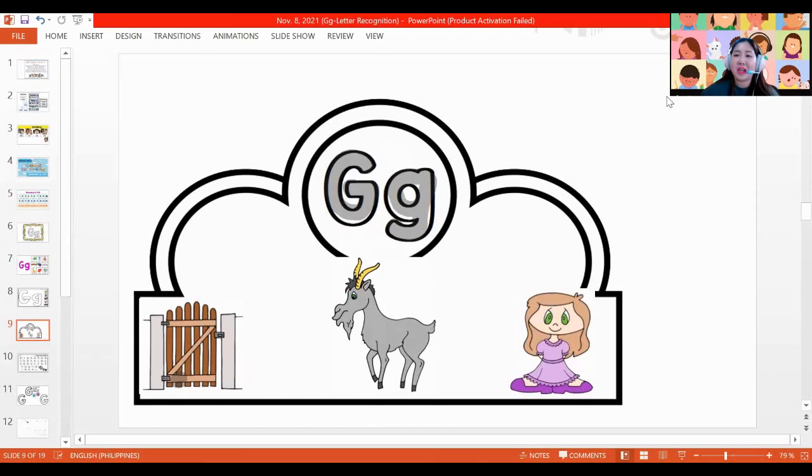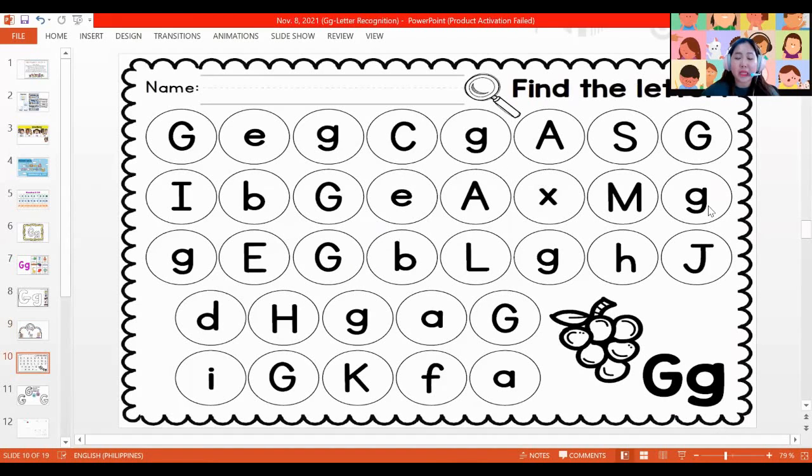Finished? Very good. Now, it's time for us to look for our capital and our lowercase letter G. So don't forget, we have to write our name first. So let's write our name here on top. And let's look for our capital, big letter G, and our small letter G. So you can use your dabber, dab only one time so that the paper will not get wet and it will not rip.